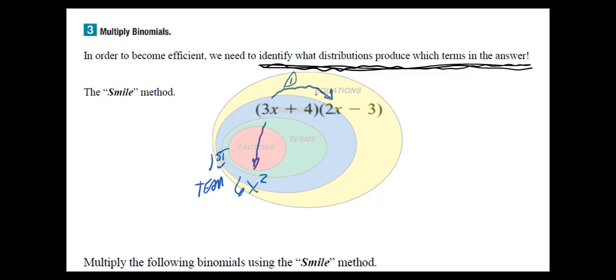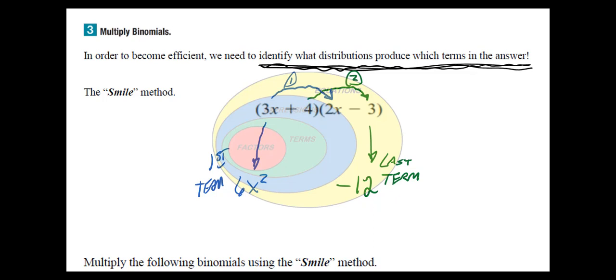The next distribution is the last two terms, the 4 and the -3. That's actually the second distribution we want to do, and we know that when we multiply the constants with the last terms, we get the last term in our answer, the third term. There's no other distribution that gives us this, so -12 would be the last term in our answer.